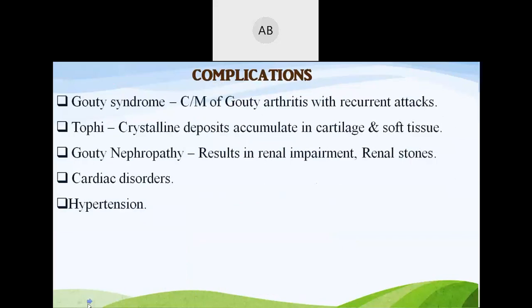What are the complications of gout? Most of the time, the person may have gouty syndrome, that is, gouty arthritis symptoms will be there. Tophi is also one complication, where uric acid crystals are deposited in the joint, cartilage and soft tissue. Gouty nephropathy means gout will affect your kidneys and may cause renal stone and renal failure. It may also cause cardiac problems like heart failure and hypertension, that is, increase in the blood pressure.